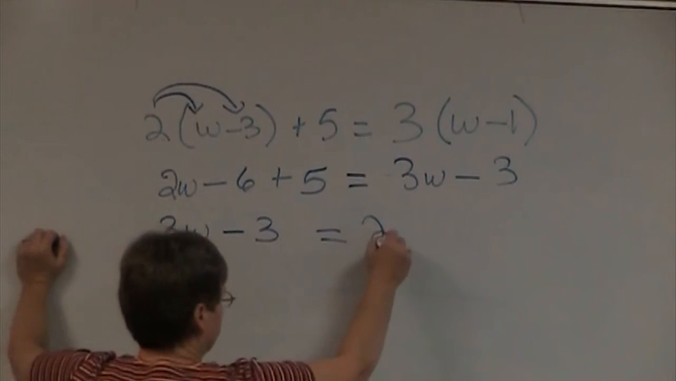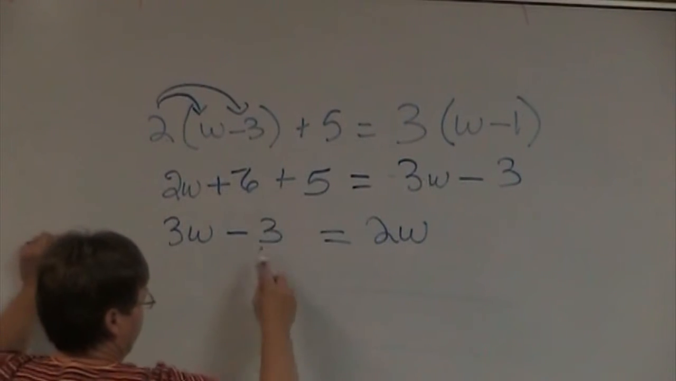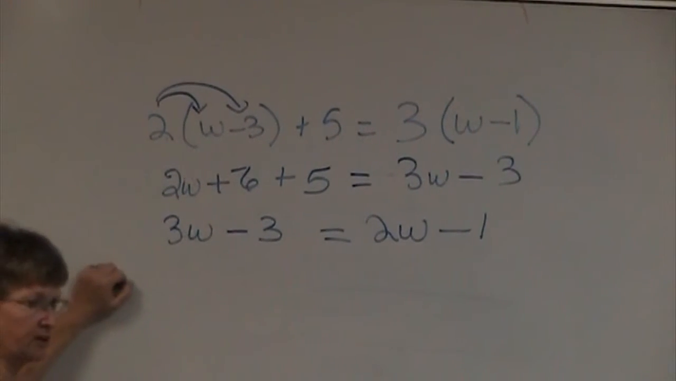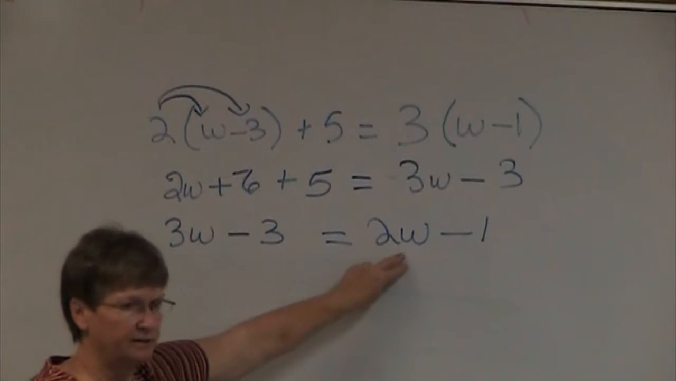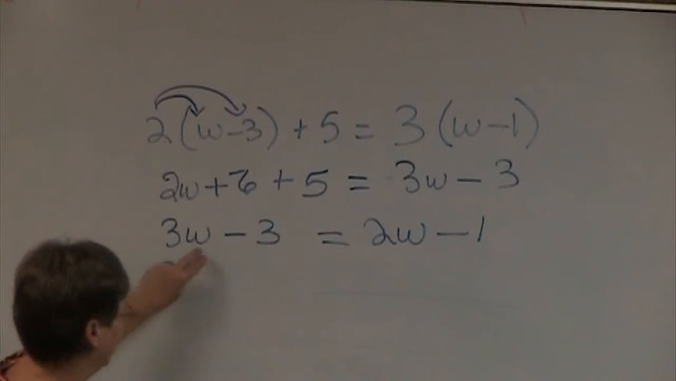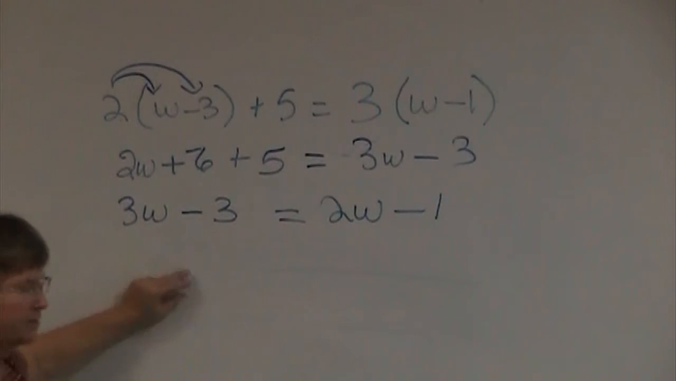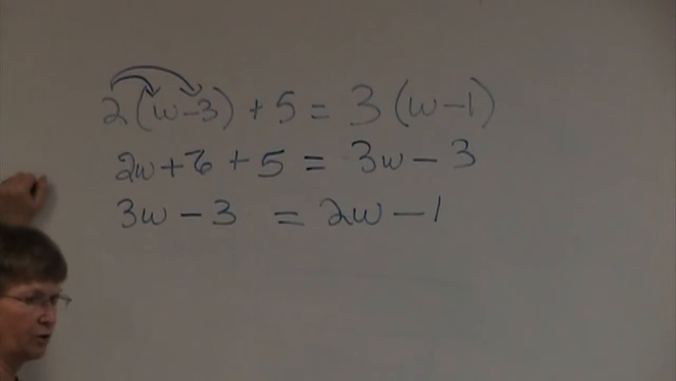2W minus 6, or... Okay, what's negative 6 plus 5? Negative 1. Right, you can go plus negative if you want. All right, this little guy has to find the partner, the other W. Lucas, give me the next step. This guy has to come over here with the partner. So what are you going to do to get it over there?